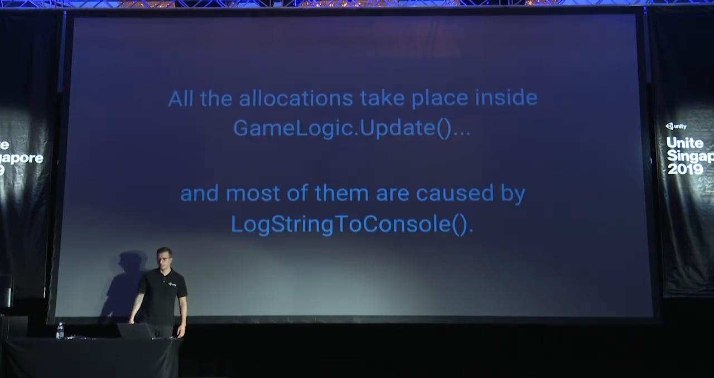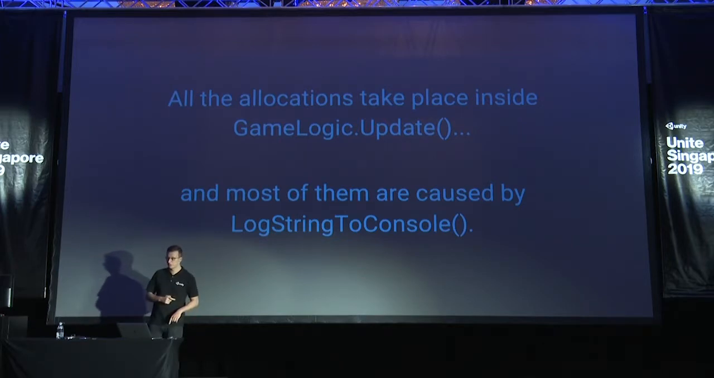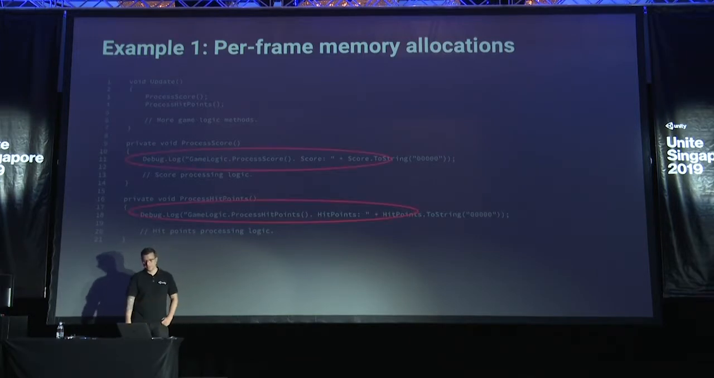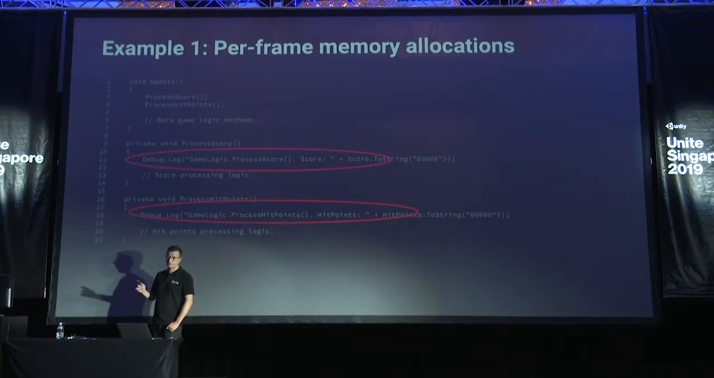So most of the problems that we see here are caused by this log string to console method. And this is how the method looks. And as you can see, the problem appears here. So the problem in this particular example was that we are calling the game logic process score, and we are doing some string operations to get the debug to our console.